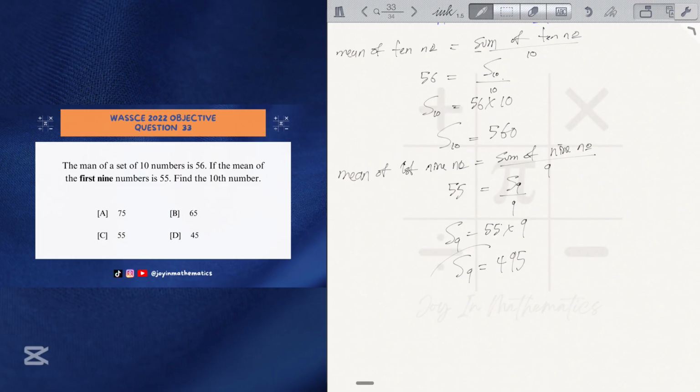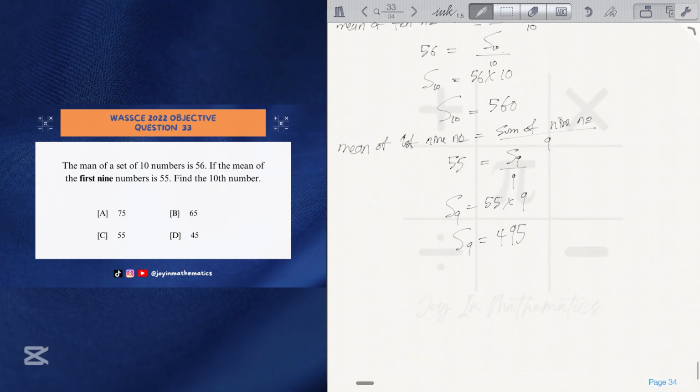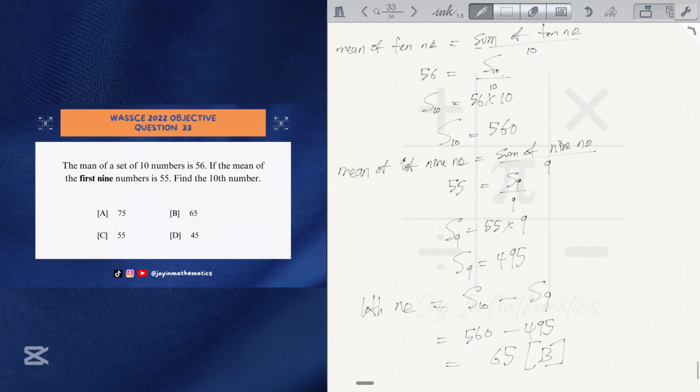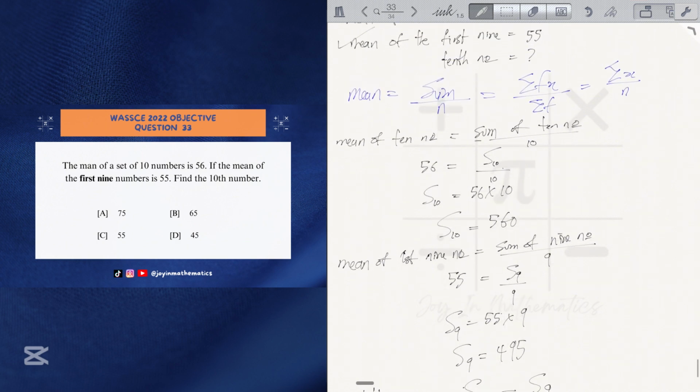So we have the sum of 10 and also the sum of the first 9. Simple as ABC, we can evaluate the 10th number. The 10th number will be the sum of 10 minus the sum of the first 9. So that gives us 560 minus 495, which is equal to 65. 65 is equivalent to option B. Remember, the formula we applied was mean is equal to the total or sum divided by the number.